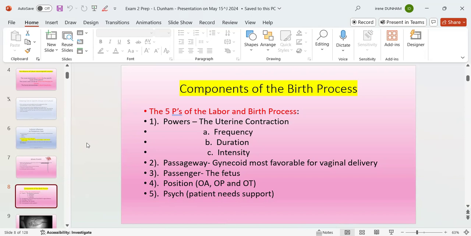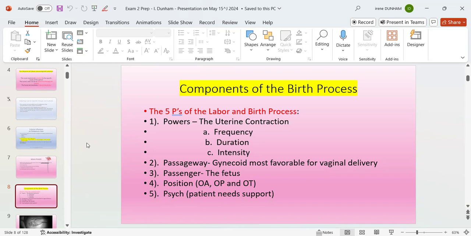And part of the contraction, you have how often is it coming? So that would be your what? Frequency. How often? A good contraction pattern is 2 to 3 minutes apart, and they're regular contractions, not irregular. So frequency is from the beginning of one contraction to the beginning of the next contraction. How often are those contractions coming? You might want to write that down so that you have it down pat.